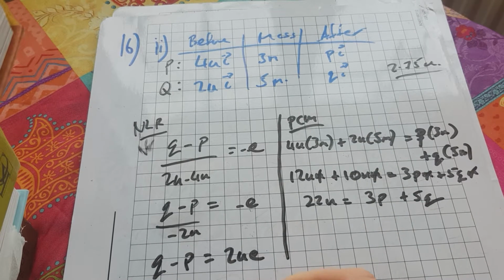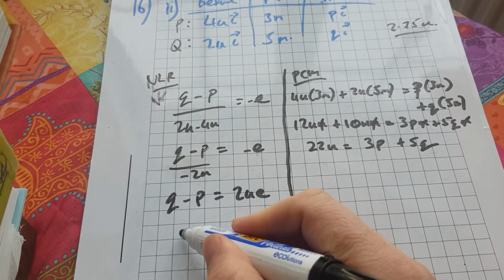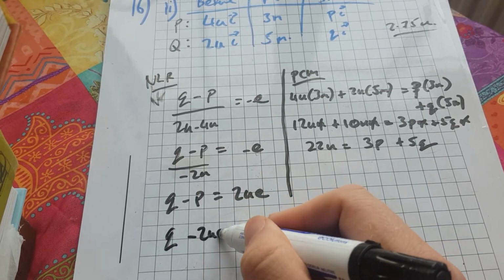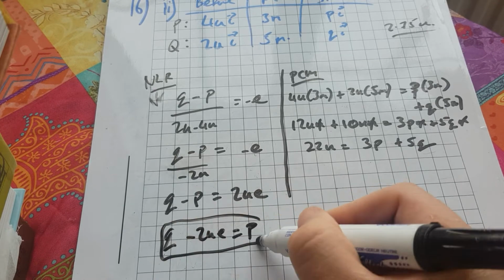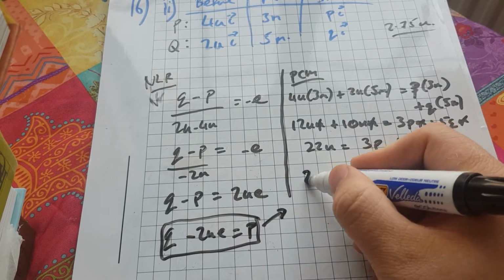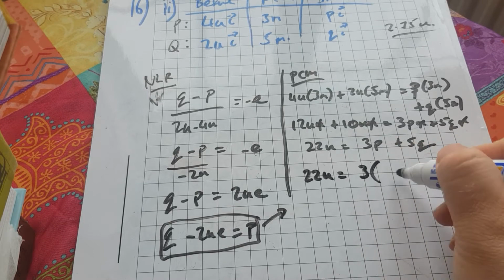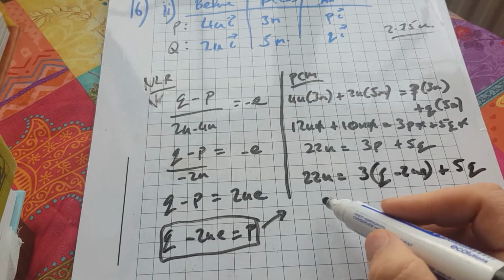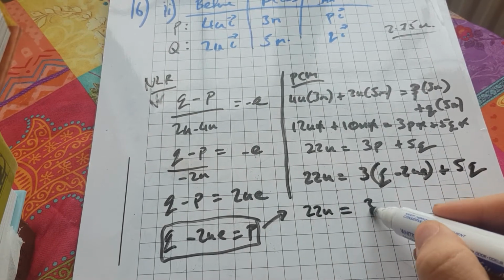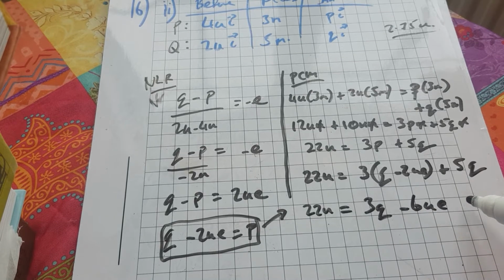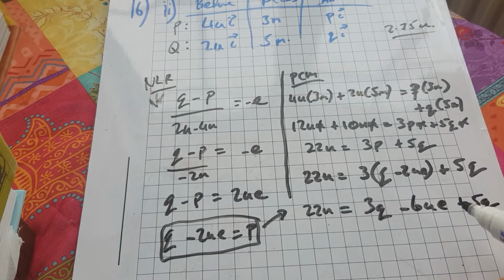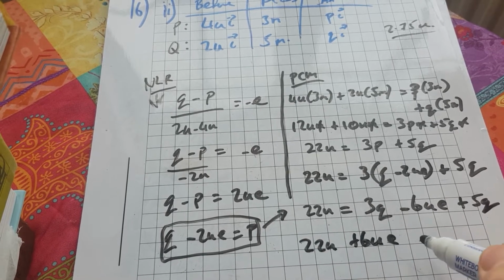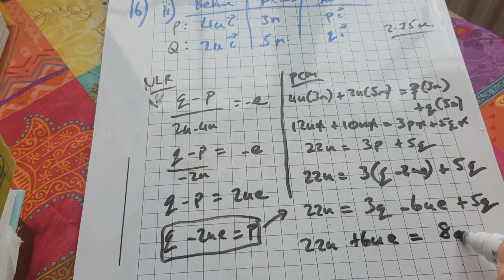So what I might do over here is just say that Q minus 2UE equals P, and then sub that in for P up here. So 22U equals 3 by Q minus 2UE plus 5Q. So 22U equals 3Q minus 6UE plus 5Q. Bring everything over. 22U plus 6UE equals 8Q.